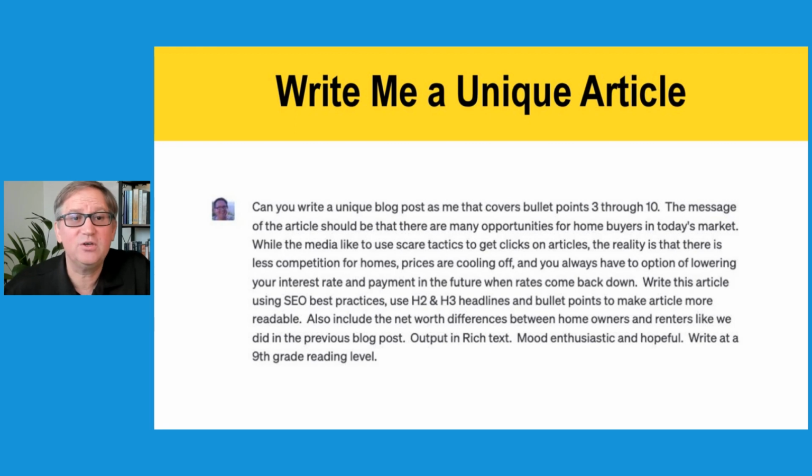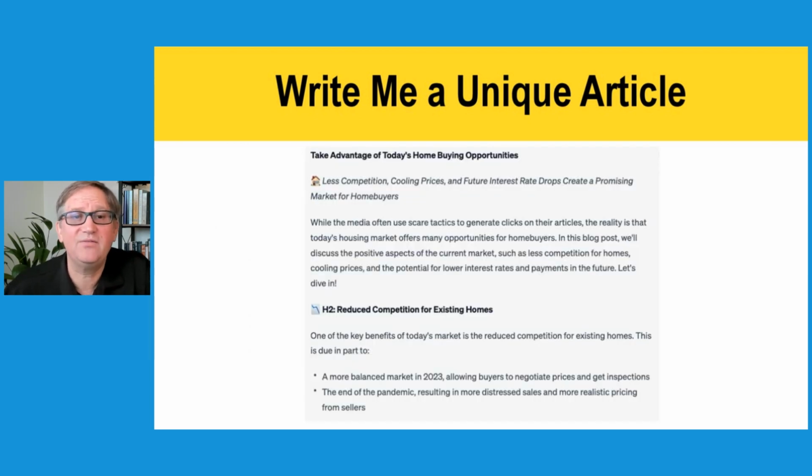Write this article using SEO best practices, use H2 and H3 headlines and bullet points to make the article more readable. Also include the net worth differences between homeowners and renters, like we did in the previous blog post. Output in rich text. That just shows our headlines so we can copy and paste it into a blog. The mood is enthusiastic and hopeful, right at a 9th grade reading level.